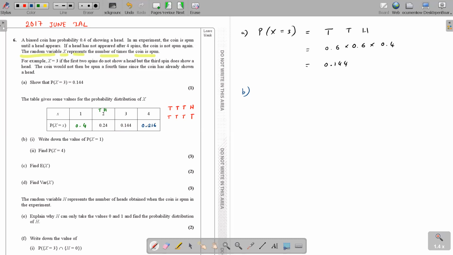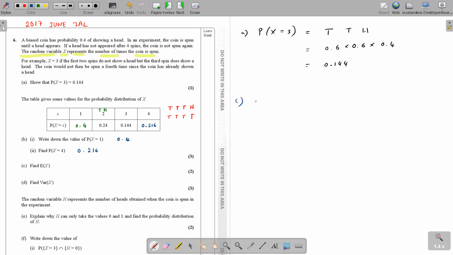Okay, 0.216. Then they are saying part B1, write down the value of probability X equal 1. We've done that, right? Probability X equal 1 is 0.4. Find the probability X equal 4, done. 0.216, that's also done.